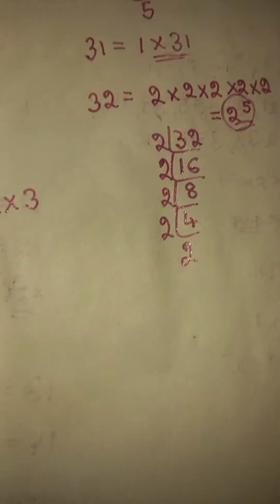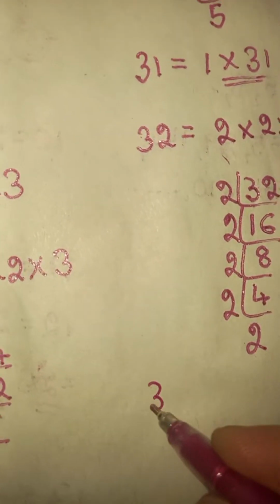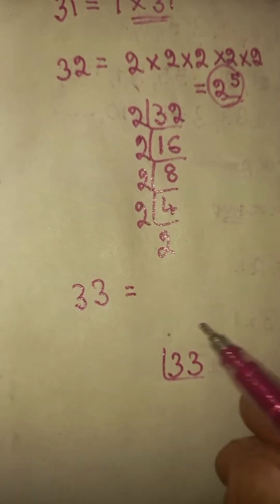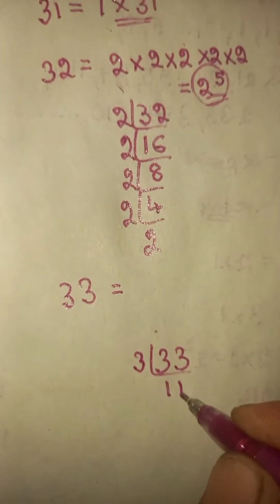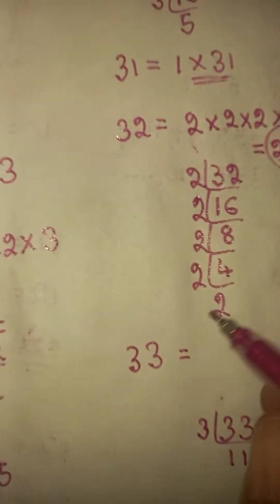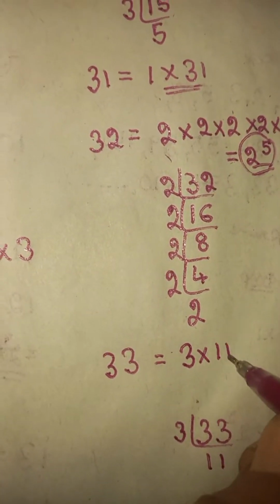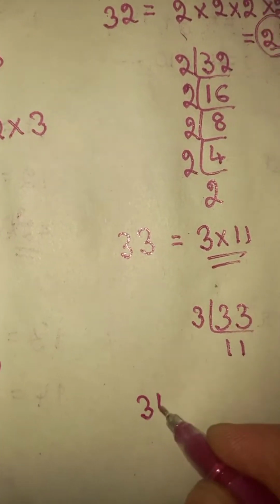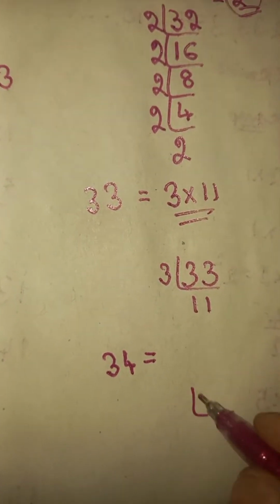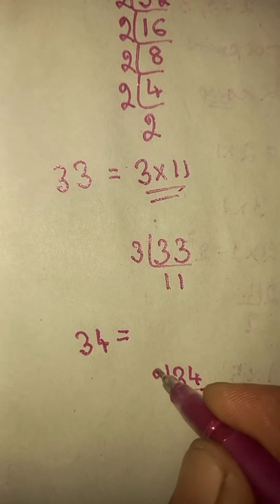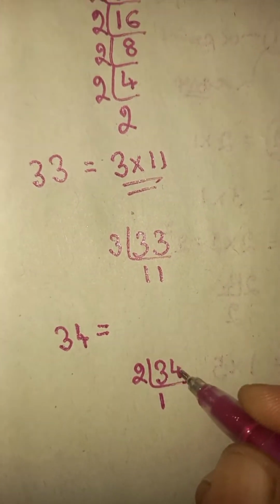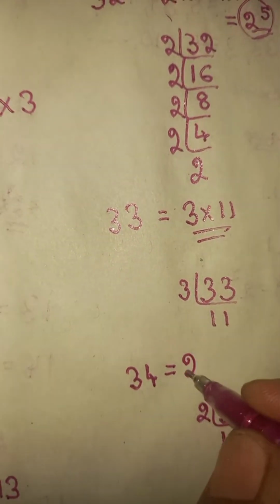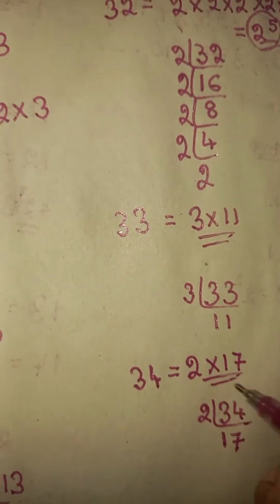Let's take the next number, that is 33. 33 you can start dividing here. This 33 can be divided as 3 times 11. So 33 becomes 3 times 11. Let's take 34. 34 also can be divided. You can write it as 2 times 17 is 34. So 34 is 2 times 17.